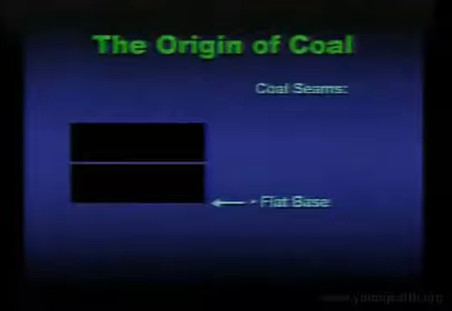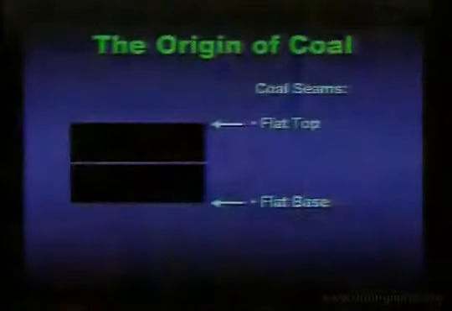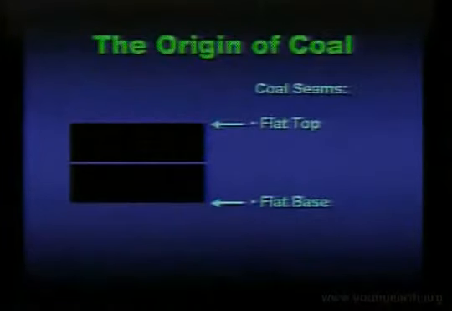Coal seams typically have a very flat base. When you take the coal out of a given region, you're usually left with a very flat, I mean, you could play football on that field that's left. It's very, very flat. It's also got a flat top. In other words, if you dig in and you take all the coal out, you're left with something with a very flat ceiling and very flat floor.